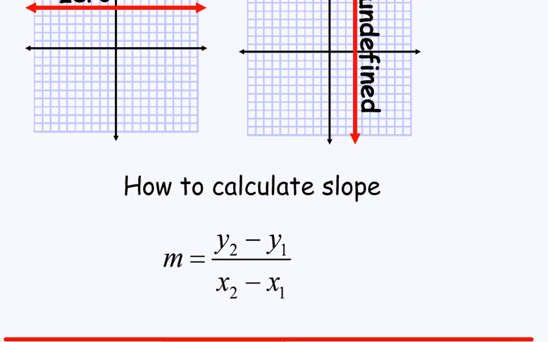It's y2 minus y1 over x2 minus x1, and you can see that m is the letter we use to stand for slope. We always use that. You'll use that letter M throughout math to stand for slope.